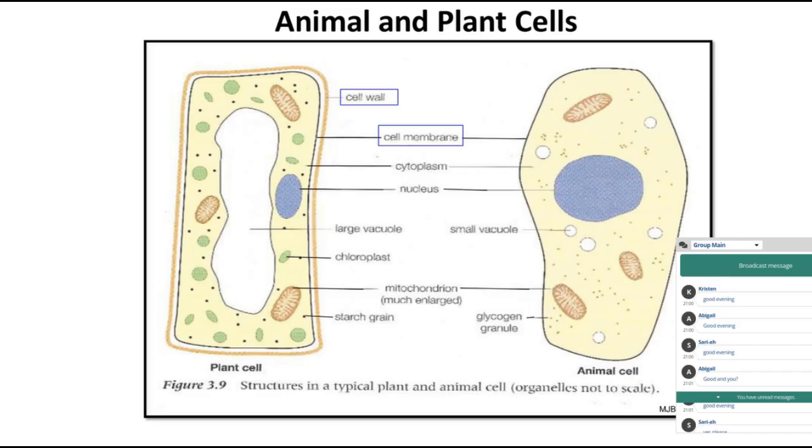If we had to do a little comparison, the cell wall we see is present in the plant cell only, the cell membrane in both. The cell wall is mainly for shape, structure. So it has a structural purpose. It helps to maintain the shape of the plant cell, keep its structure intact, and protects.